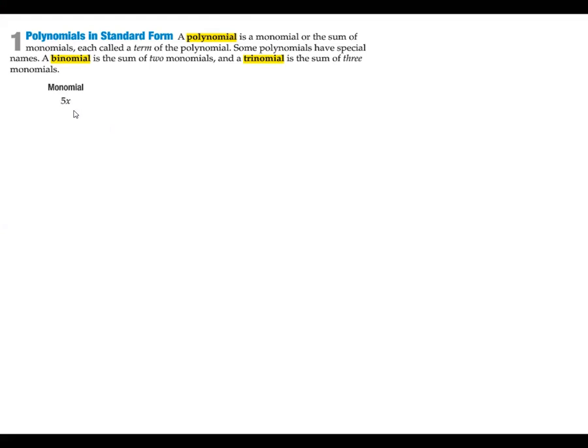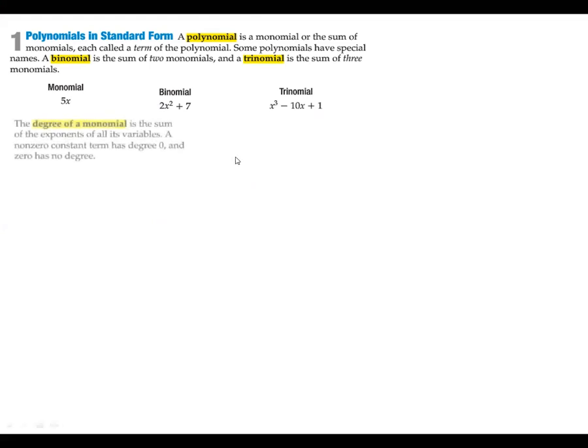So 5x is a monomial. 2x squared plus 7x has two terms separated by a plus sign, so that's a binomial. Here's a trinomial. You have x cubed minus 10x plus 1 separated by addition and subtraction, so you have a trinomial. The degree of a monomial is the sum of the exponents of all of its variables. A non-zero constant term has degree 0, and 0 has no degree.